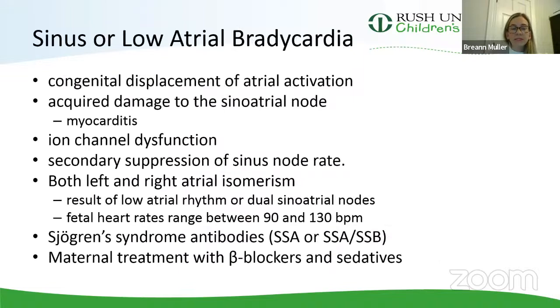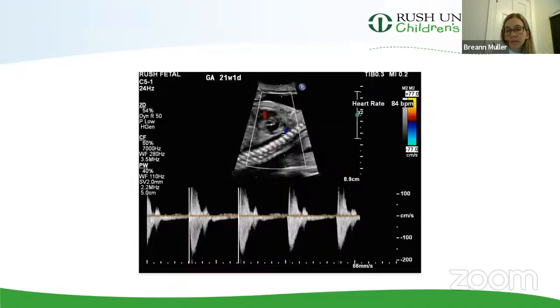So first, just showing some examples for sinus bradycardia or low atrial bradycardia. These can be related to myocarditis, possibly damage even from SSA, SSB antibodies from mom, ion channel dysfunction, so that's the long QT syndrome. And then the heterotaxy patients, the isomerism patients, will show some abnormalities with the SA node. And maternal medications are the last thing to think about too. Sedatives and maternal medications can cause sinus bradycardia for the fetus.